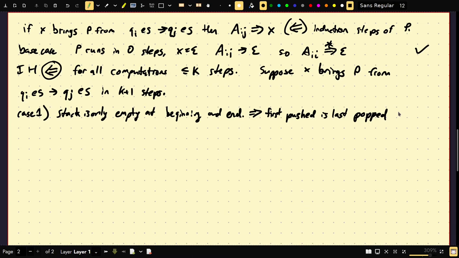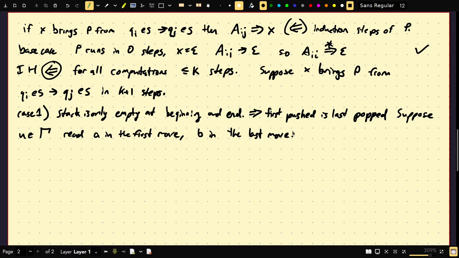Suppose a U in our stack alphabet, we call it U again. Suppose we read A in the first move and B in the last move. So that's when we pushed U and then we popped U, for any A, B in our input alphabet.